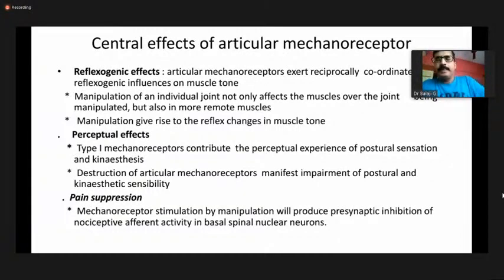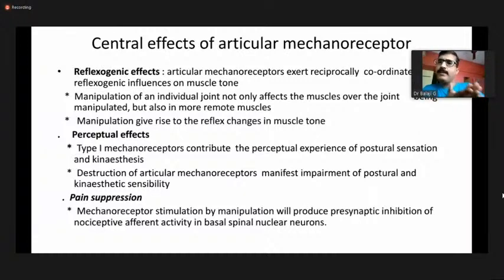The next one is pain suppression. Pain suppression comes from mechanoreceptor stimulation by manipulation. By manipulation, I can stimulate the mechanoreceptors. That will produce a presynaptic inhibition of nociceptive afferent activity in the basal spinal nuclear neurons. This is what we call the pain gate. When I give manipulation, the mechanoreceptors keep quiet, followed by presynaptic inhibition at the synapse, of the nociceptive afferent activity.